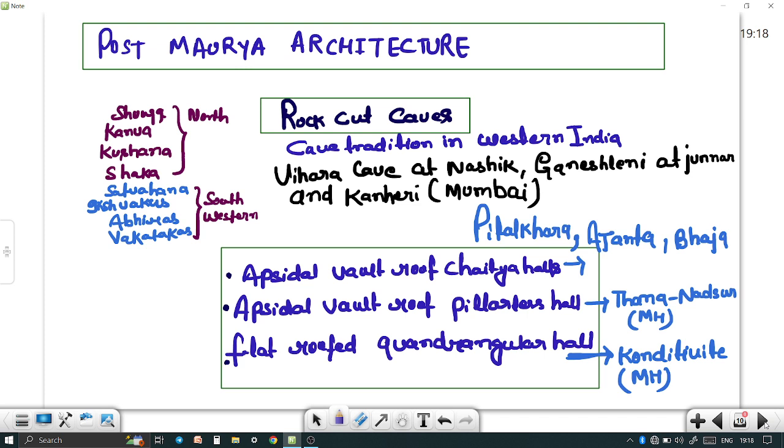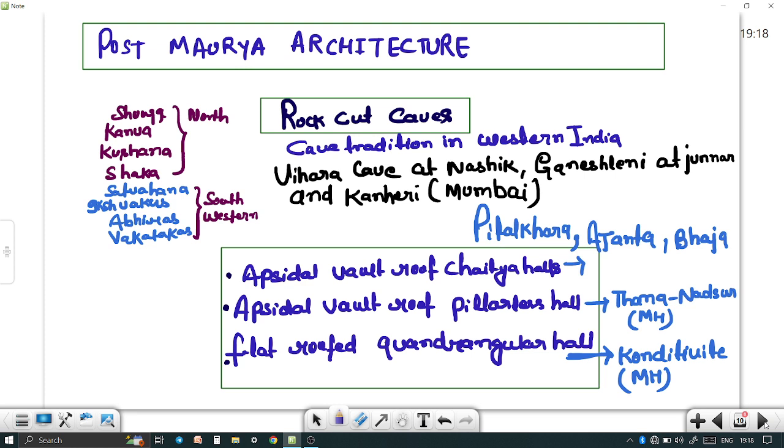Now we'll talk about the different cave traditions in Western India. It hosts many Buddhist caves dating back to 200 BC. Mainly there were three types of architectural designs. The first one is the upside vault roof chapter hall. The second is the upside vault roof pillarless hall. The third one is the flat roofed quadrangular hall, having a circular chamber at the back.